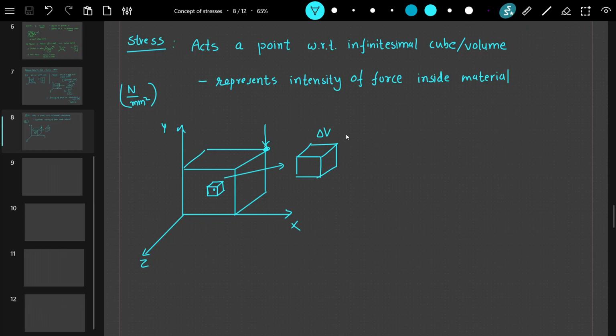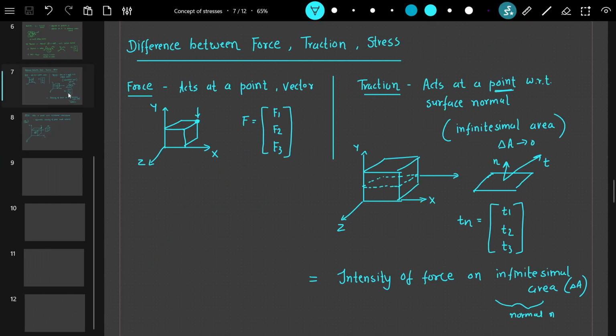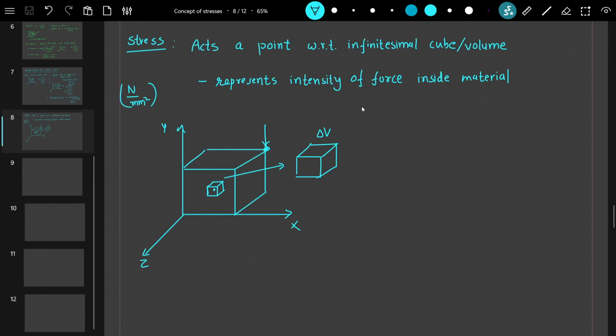So now the difference should be clear. Okay, the force acts at a point, traction acts at a point with respect to an infinitesimal area. Okay, and it is intensity of force. Stress is also intensity of force. Okay, and it also acts at a point, but with respect to an infinitesimal volume instead of area. Okay, so in traction the point is surrounded by or defined by area. Here the point is defined by volume at a microscopic level.